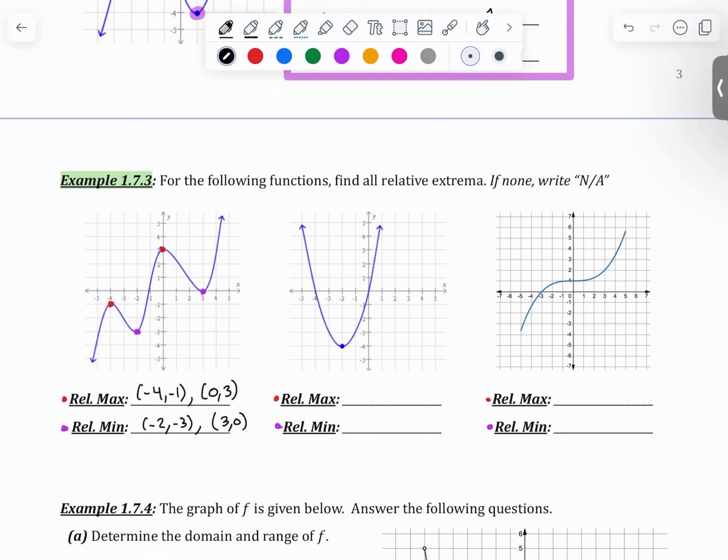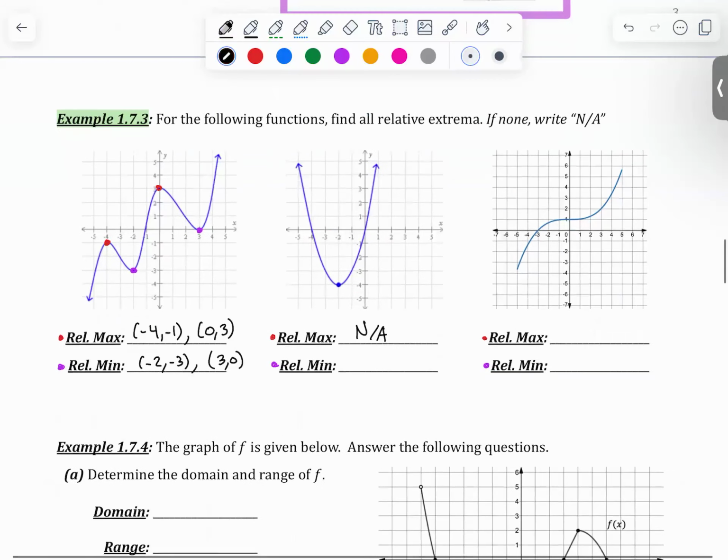So this function had 2 relative maxes and 2 relative minimums. Now for this next one, it's a parabola. It looks like it's just going to be x squared that's been shifted to the left 2 units and down 4 units, but regardless, this curve never has a top of a hill. So there are no relative maximums. So NA, or none. Most places say none, but NA is also sufficient. Relative minimums, there is one right there at -2 comma -4.